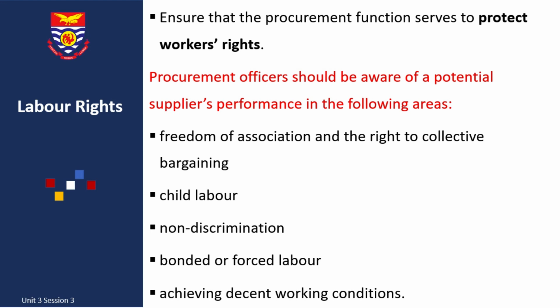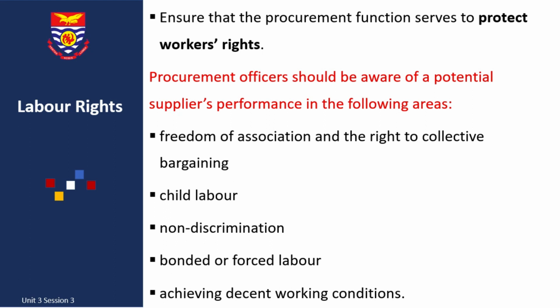In terms of labor rights, procurement's role is to ensure that workers' rights are protected. Procurement, in addition to recognizing the protection of their own workers' rights, has to ensure that the suppliers they use are also utilizing people who are not violated in terms of their rights to work and their right to working age. So procurement officers should be aware of potential suppliers' performance in terms of freedom of association and the right to collective bargaining. Child labor.